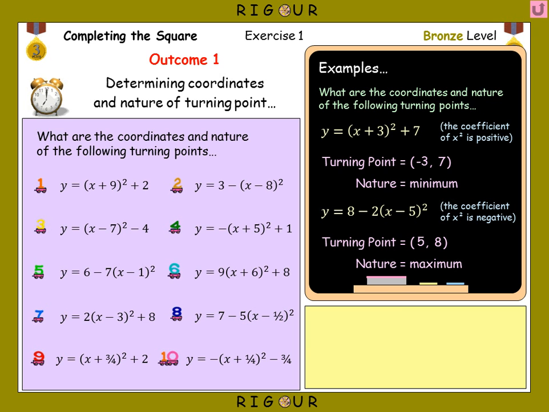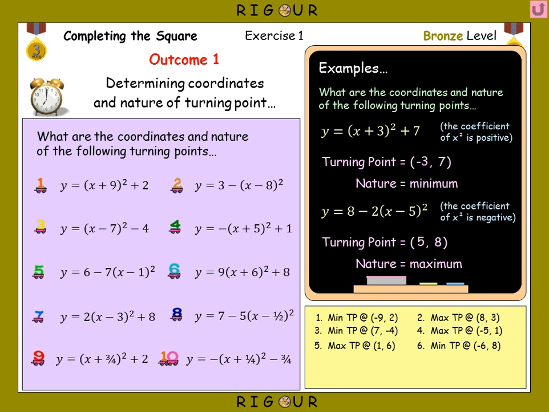Okay, you've unpaused the video, let's go over some answers. So we have a minimum turning point at (-9, 2), a maximum turning point at (8, 3), a minimum turning point at (7, -4), a maximum turning point at (-5, 1), a maximum turning point at (1, 6), a minimum turning point at (-6, 8), a minimum turning point at (3, 8), a maximum turning point at (1/2, 7), a minimum turning point at (-3/4, 2), and a maximum turning point at (-1/4, -3/4).